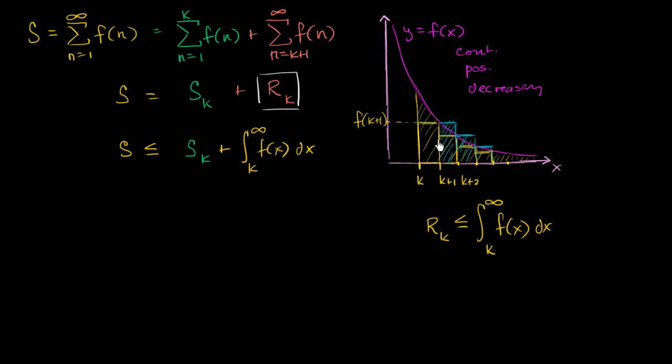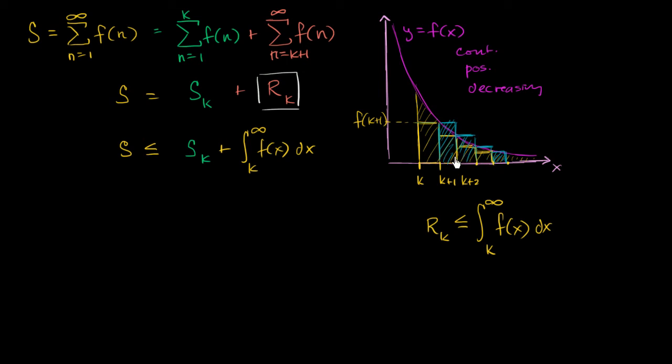Well, the area of this first rectangle is going to be its height, which is f of k plus 1, times its width, which is this 1. So it's just going to be f of k plus 1. So the area here is the first term. The area here is the second term. The area here is the third term. The area here is the fourth term. One way to think about it, we just shifted all of those yellow rectangles one to the right.